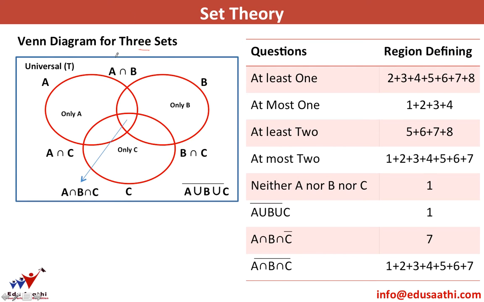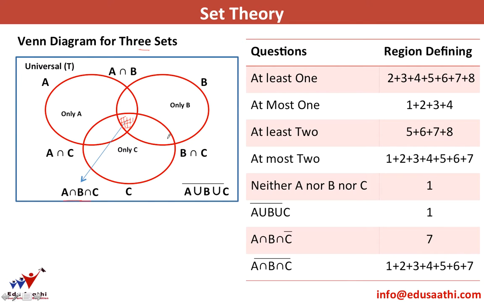We've already done for two sets. This is a set A, this is a set B, and we have a set C. This region here, as mentioned earlier in two sets, is A intersection B. This region here is A intersection C, and similarly we have B intersection C. We represent A intersection B intersection C by this small region here, which I have marked in red, and then this outer region is complement of A union B union C.